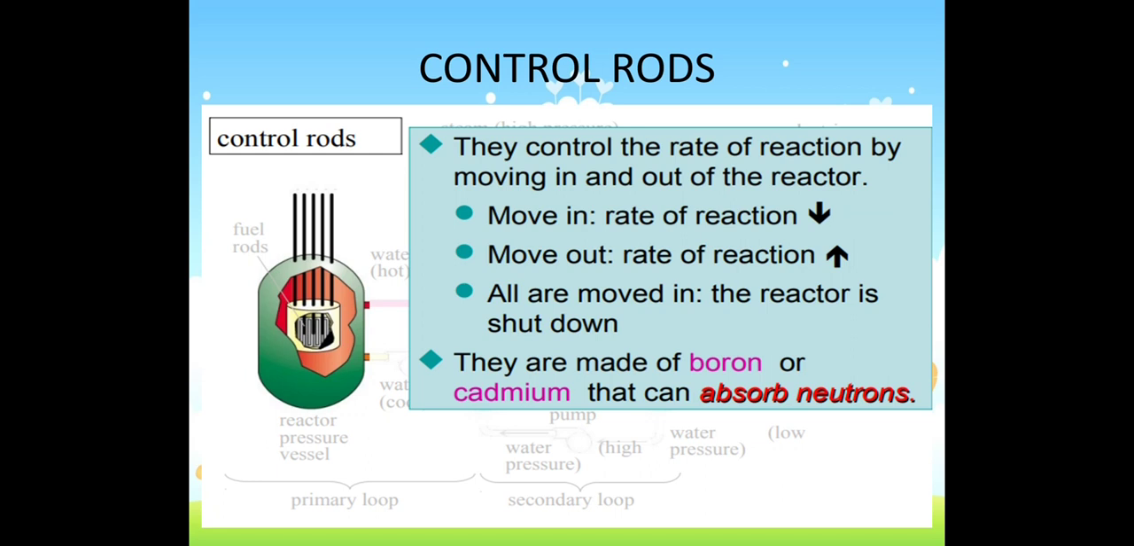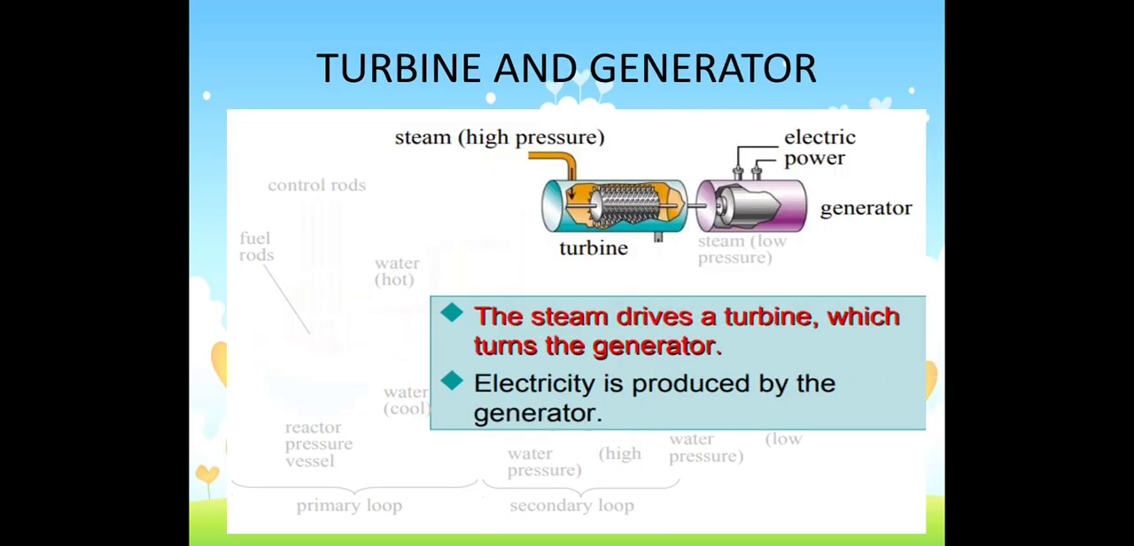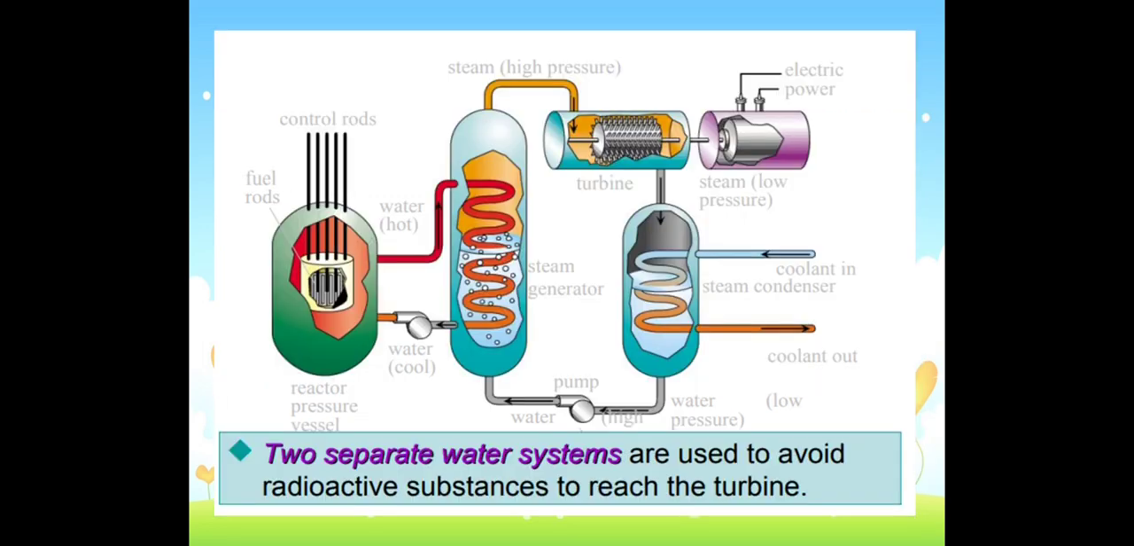If all rods are moved in, the reactor is shut down and it is not possible to produce heat energy. Generally, the rod is made of boron or cadmium because it absorbs neutrons. That is the only reason we use the control rod. Turbine and generator: we have already discussed the turbine as well as the generator. The high pressure steam is converted into mechanical energy of rotation in the steam turbine, which is coupled with the generator. The generator produces electrical power.